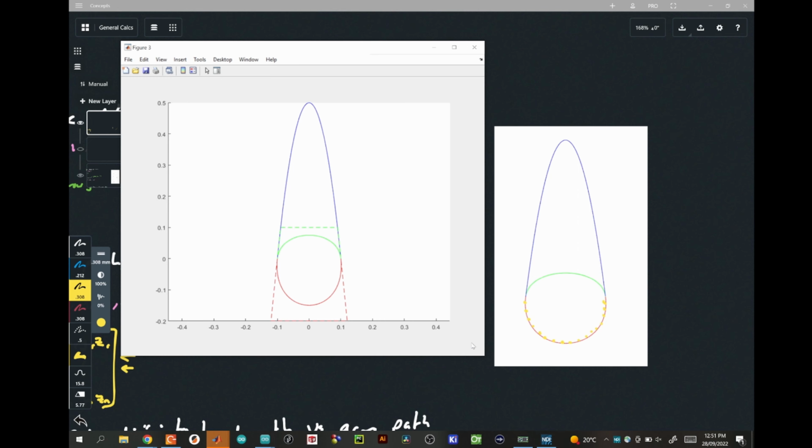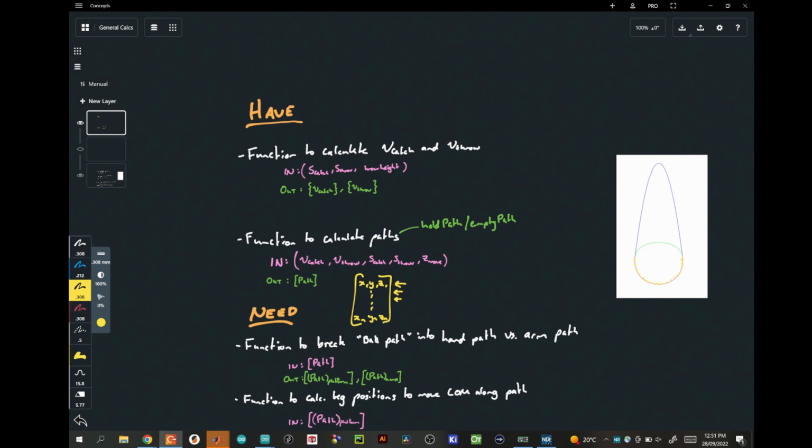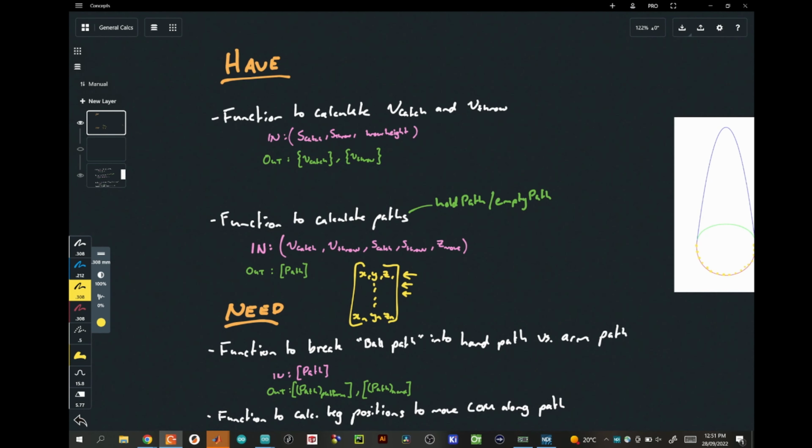And yeah, they're pretty cool. They're definitely interesting to play around with. But anyway, that's what I've done so far for that function. It will output the path that the ball will follow while it's being held, as well as the path that the hand will follow while it is empty.